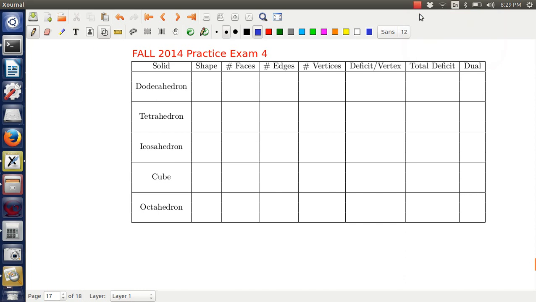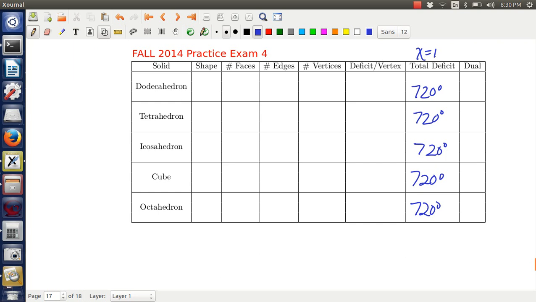Okay, so this is a great question because you get to fill in this whole chart, and there are all different ways around this chart. One thing you want to know is the total angle deficit is 720 for each of these shapes. And also chi equals 1, which is exactly the same as saying that the angle deficit is 720. Okay, what are the duals?